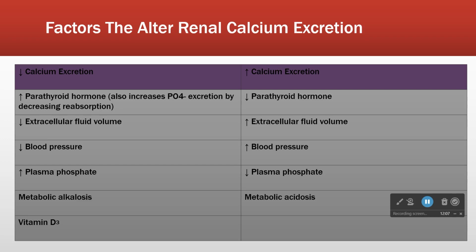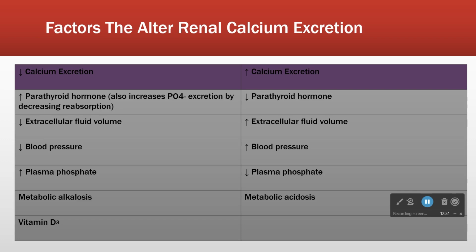Decreased extracellular fluid, decreased blood pressure, increased plasma phosphate, metabolic alkalosis, and vitamin D3 all decrease calcium excretion. The opposites are true for increasing calcium excretion, right? So if our ECF volume is high, if our blood pressure is high, if our plasma phosphate is low, all of those things increase calcium excretion. So one of the things that's interesting here, you'll notice that if your plasma phosphate concentration is too low, all right, that is going to tend to increase your calcium excretion.